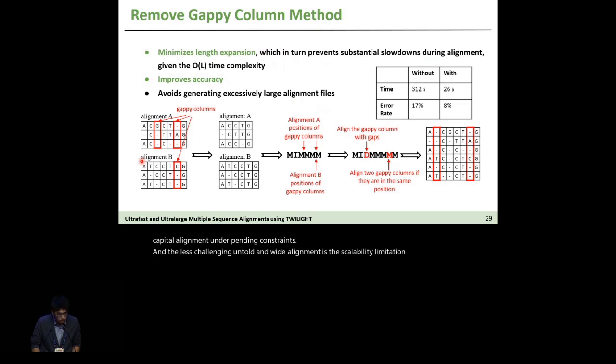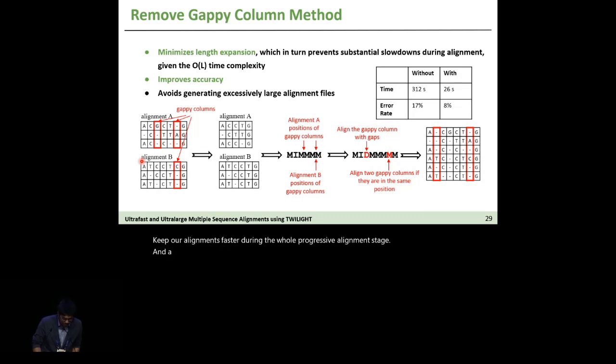And the next challenge, on tall and wide alignments, is the scalability limitation. As you might imagine, when a gap is inserted in the alignment, it will always be there. And as we proceed to later steps in the progressive alignment, the alignment length will get longer and longer. Since we know that the algorithm scales linearly with the length, it might become slower and slower. So we remove gappy columns before the alignment, and we add them back after the alignment to minimize length expansion in the alignment step, to keep our alignment step fast during the whole progressive alignment stage.